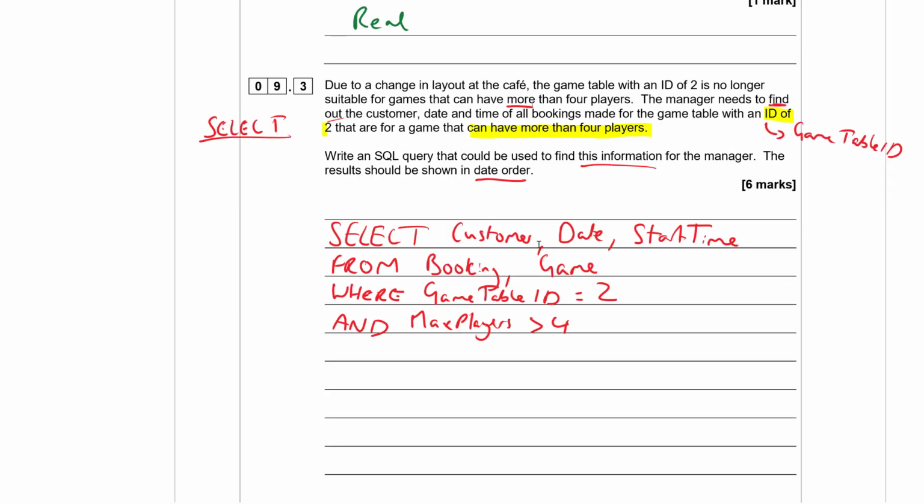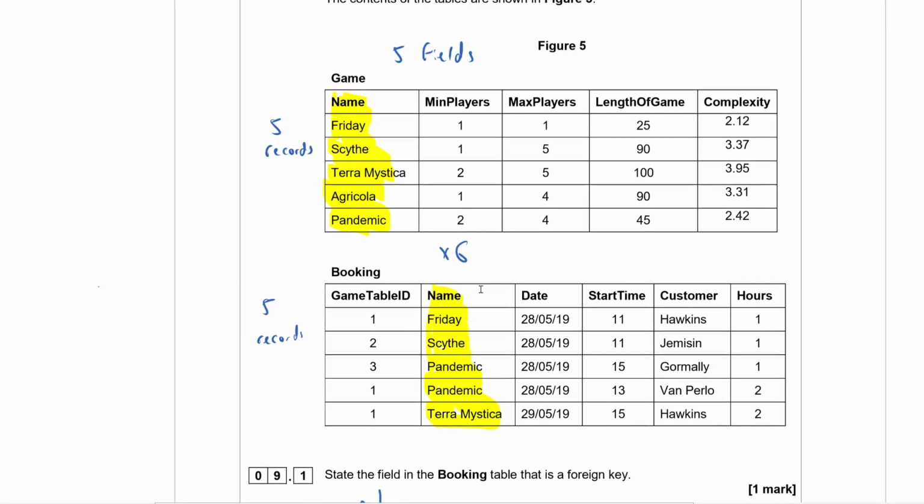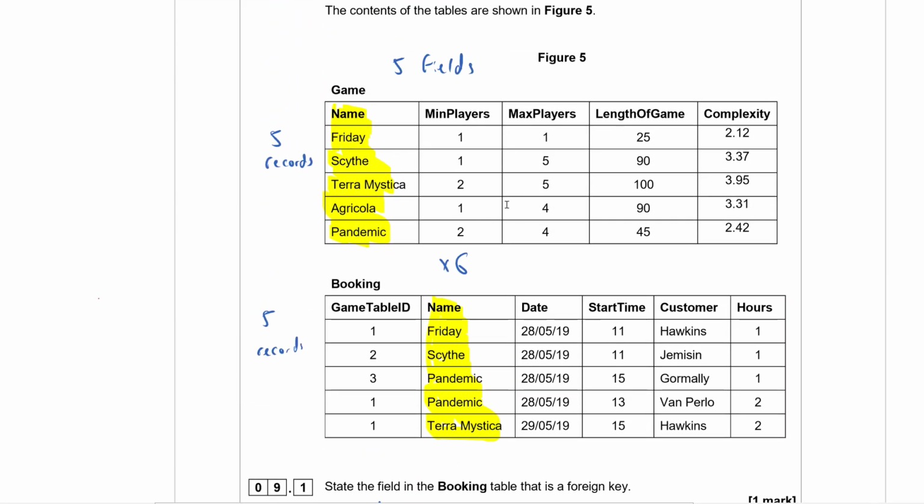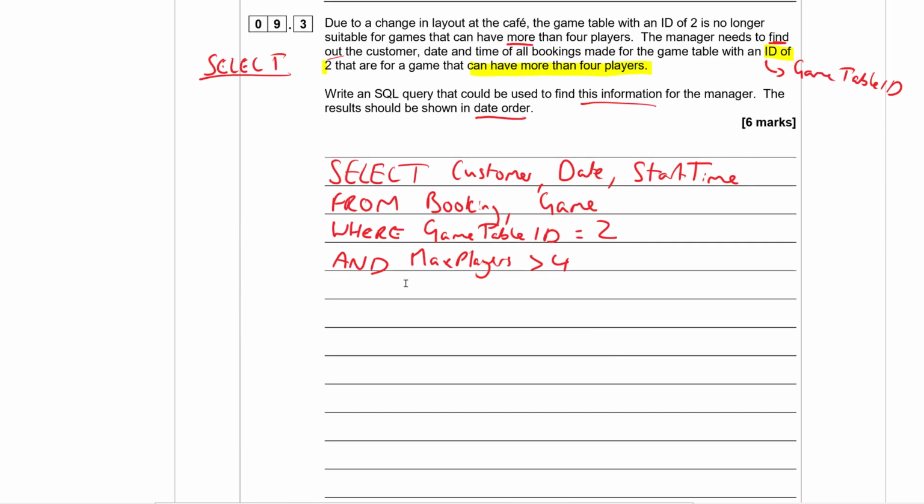But are we done? No, because game table ID is in booking, max players though is in game. And so to connect up the 2 tables, we've got to link our foreign key to our primary key. Without that information, it wouldn't be able to correctly give you the relevant records. So whenever you're getting data from multiple tables, you've got to remember to add a where clause which has a criteria which links the primary key to your foreign key. So first of all, I've got to stick another AND operator. You can have many of these if you need to.